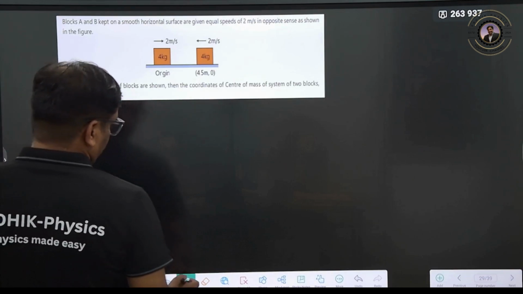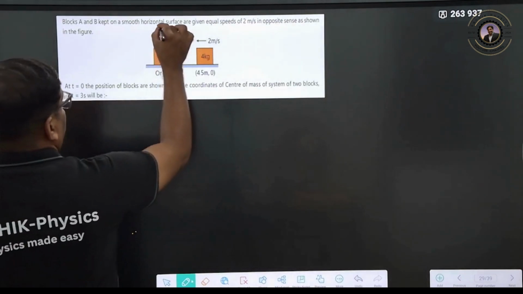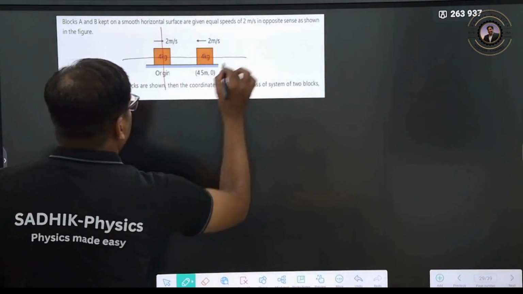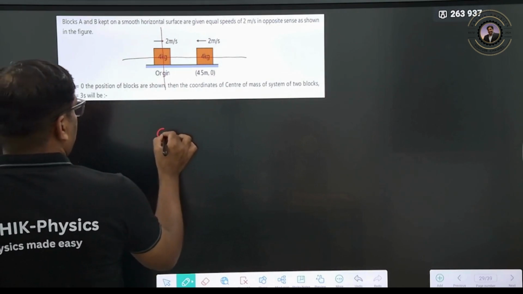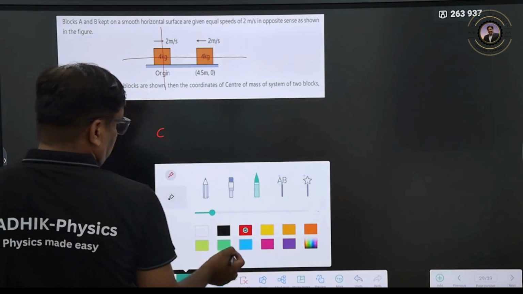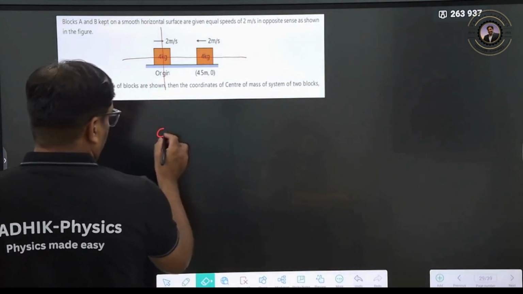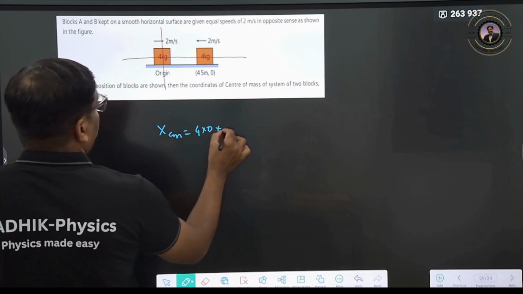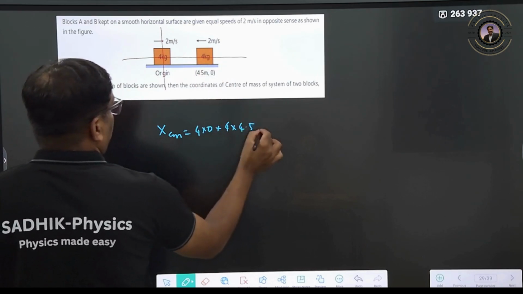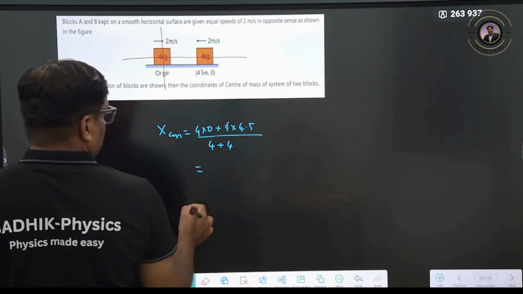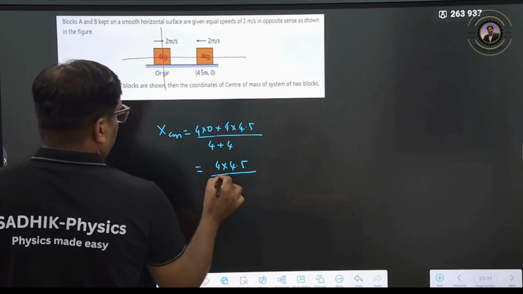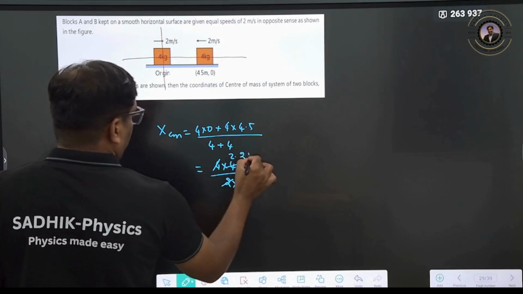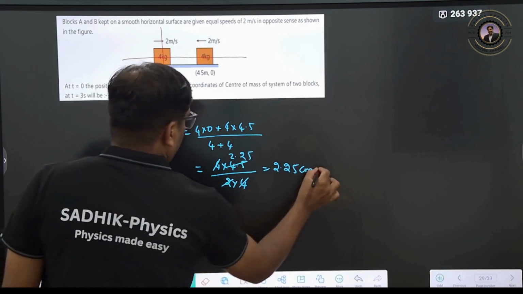Initially, where the center of mass is, we'll see first, and afterwards we can calculate what the center of mass will be here. It is along the x axis only. So x cm is equal to 4 into 0 plus 4 into 4.5, divided by 4 plus 4. How much will it be? 4 into 4.5 divided by 2 into 4. The 4 cancels, so this is 2.25. Therefore 2.25 centimeter. Clear?